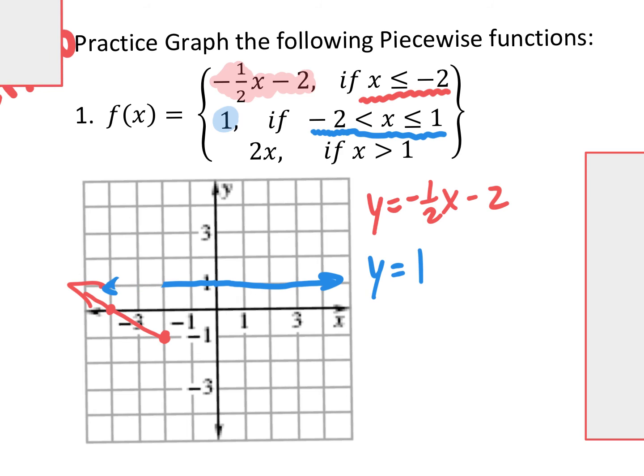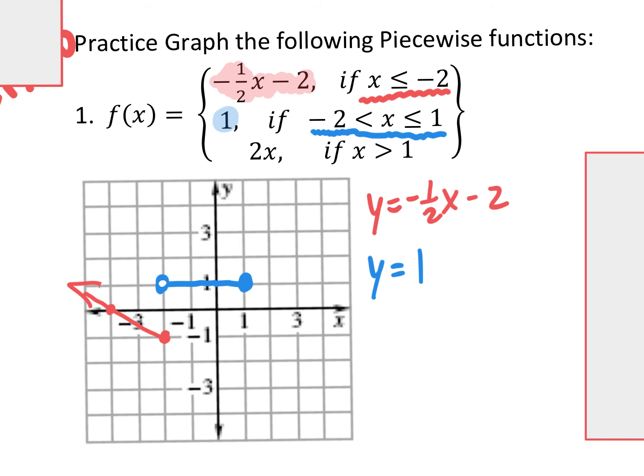So you don't want to show any of this piece over here. You don't want to show any of this piece over here. Now, we do have endpoints. Question is, which one is a solid dot and which one's an open dot? An open dot is -2, 1. The open dot is at -2, right? Yeah. And the other one's solid because it has a solid line underneath the inequality, solid dot.